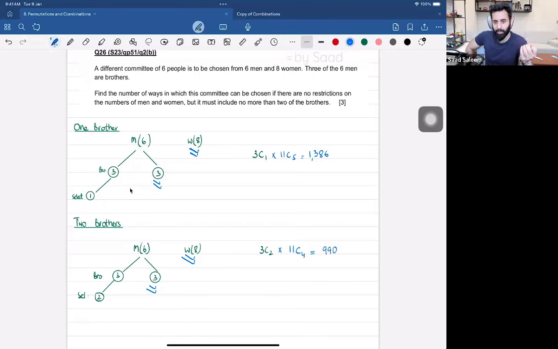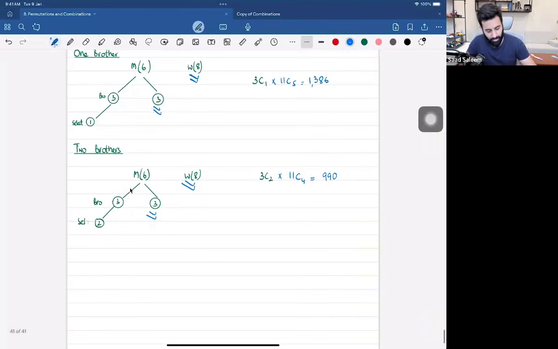The question said no more than 2 of the brothers. So that means you could have 2 brothers, perfectly all right. You could have 1 brother, perfectly all right. You could have 0 brothers. That's also possible. So let's consider that. Let's consider the third and the final possibility, which is that we have 0 brothers.